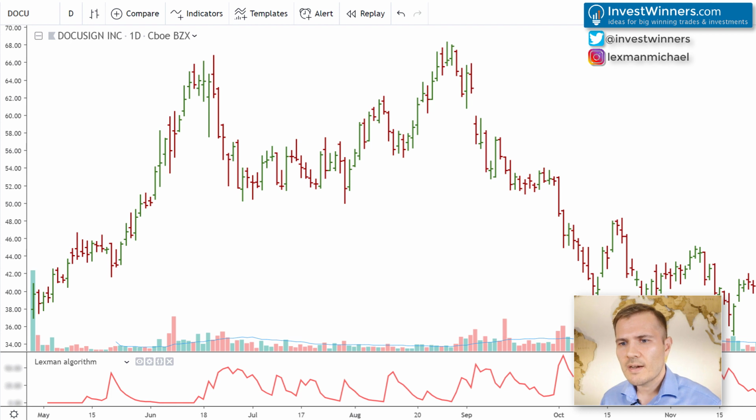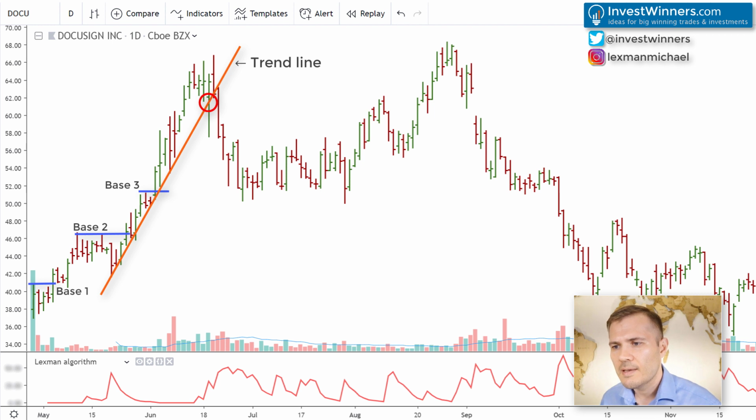DocuSign stock. A few weeks after the IPO, two bases were formed. The Lexman algorithm I developed, which is based on big capital logic, showed that big money had entered the game. This level can be considered the third base, after which there is an almost vertical rally. In a short while, the stock price rose from 38 to 66. Here, the price broke through the trend line, but closed in the upward direction, while the next bar, the highest high of the move, closed with a downward move at a large volume. This was a signal that the bullish high day was over.